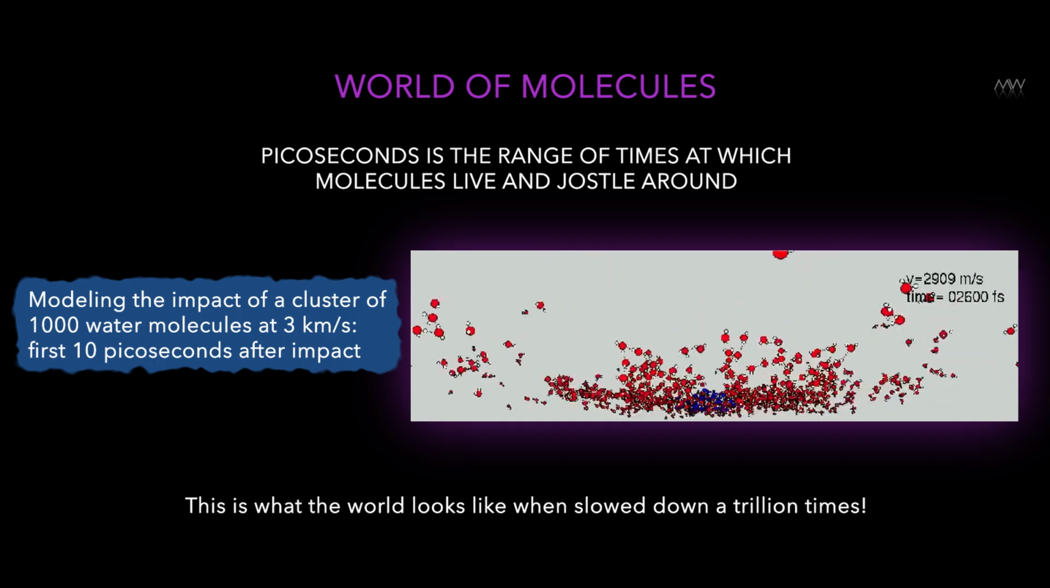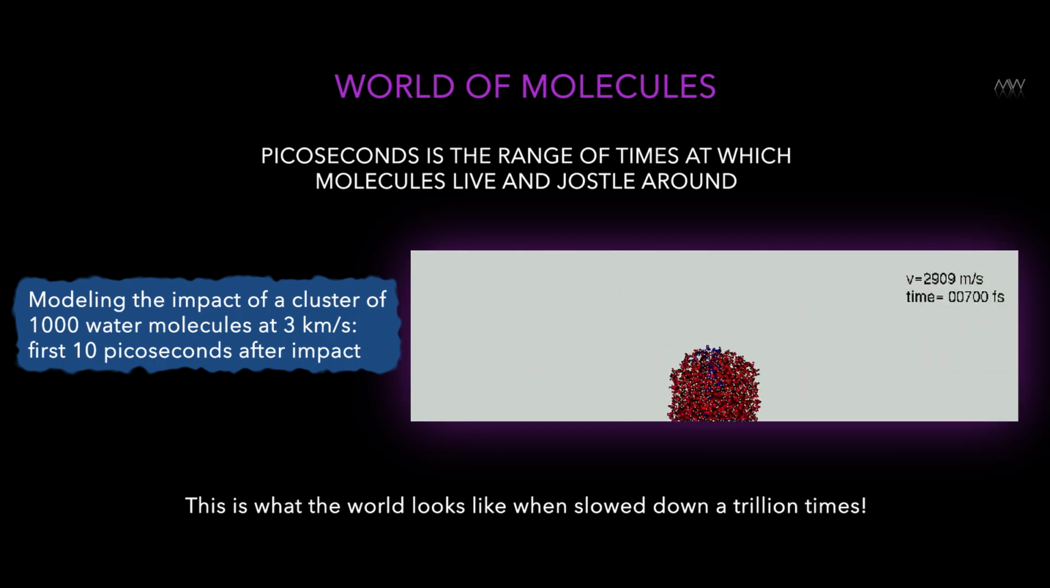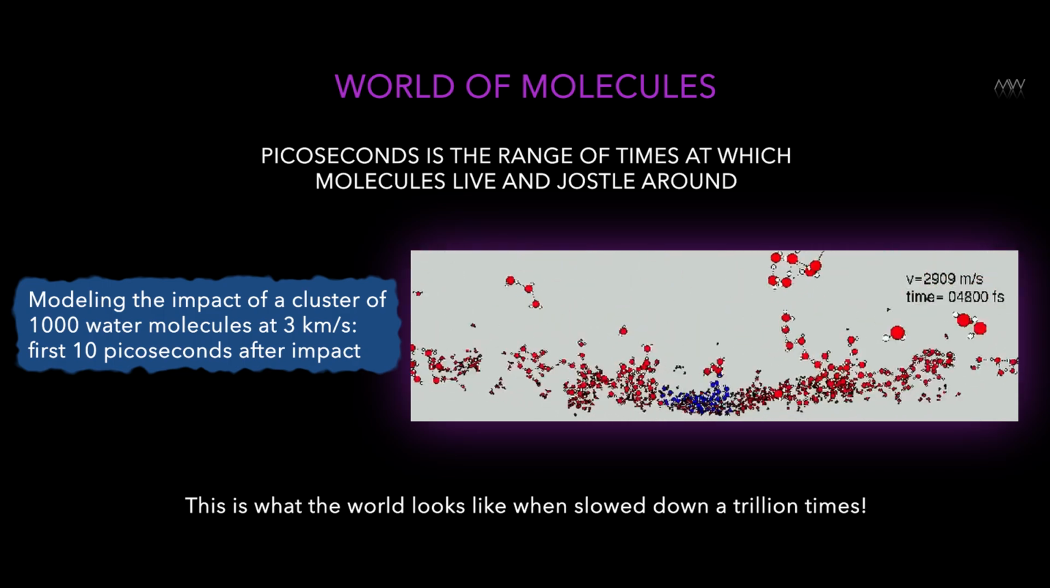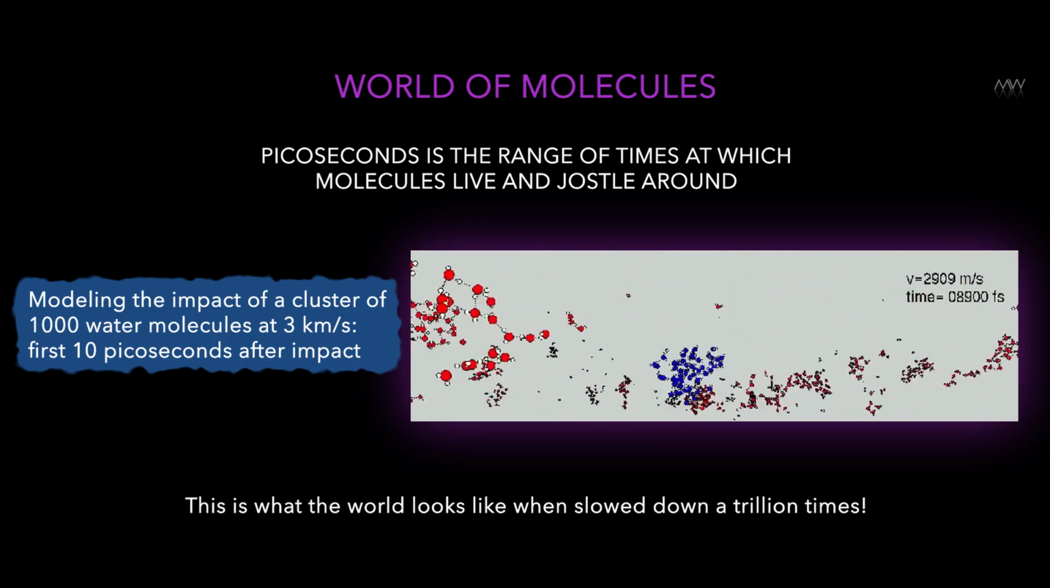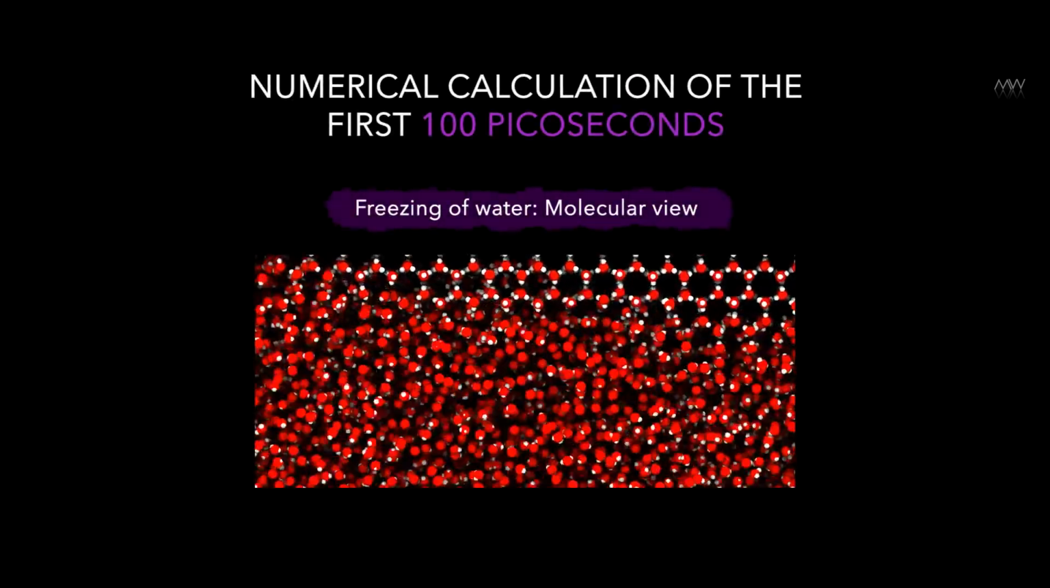Here's a typical scale of times and motions on the size of individual molecules. This is how you would see the world if you used a magic machine to slow down the flow of time by 1 trillion times. Here's another video to give you an example.